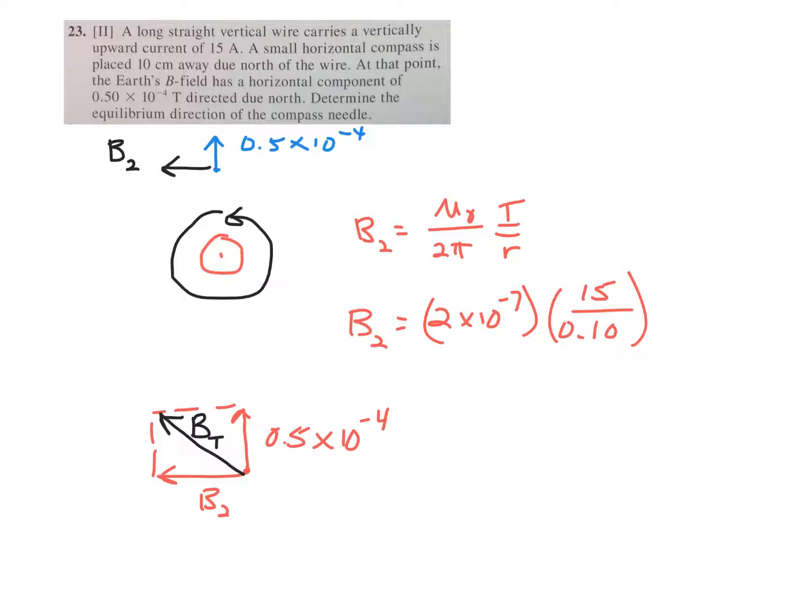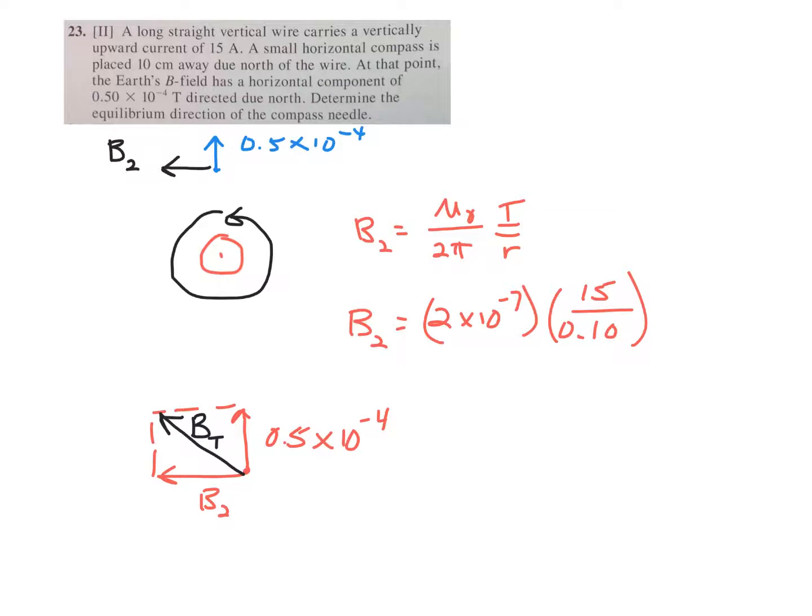If the two contributing vector fields, the 0.5 from the Earth and the B sub 2, were equal, then it would just be 0.5 times root 2, but I doubt they're both going to be equal. Anyway, just Pythagorize that to get the total magnetic field, and you could get a direction as well.